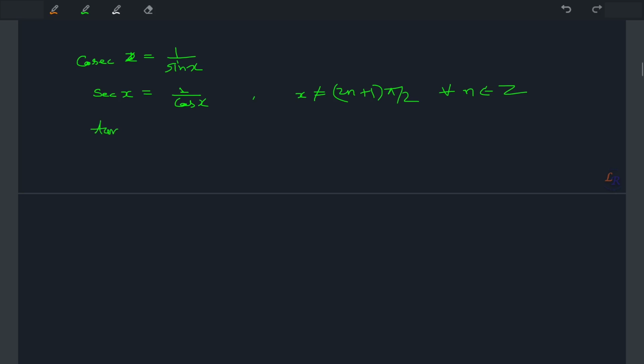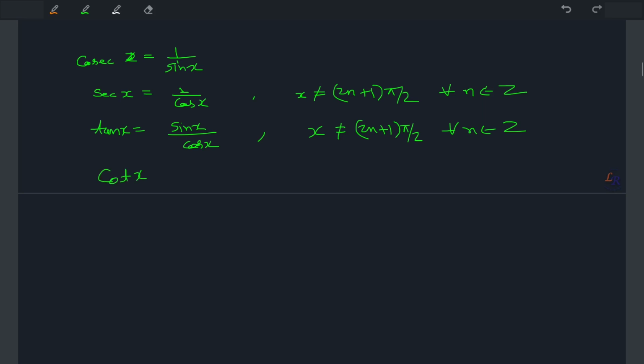Then you have tan x defined as sin x upon cos x, and cos x again should not be equal to odd multiples of pi by 2. So x is not equal to (2n plus 1) pi by 2 for every n element of Z. That is the condition, otherwise it is not defined for that.